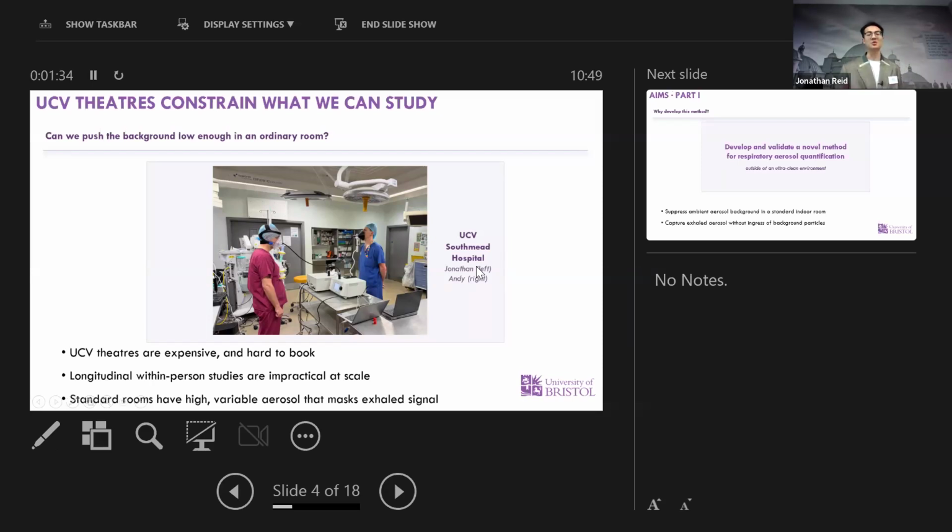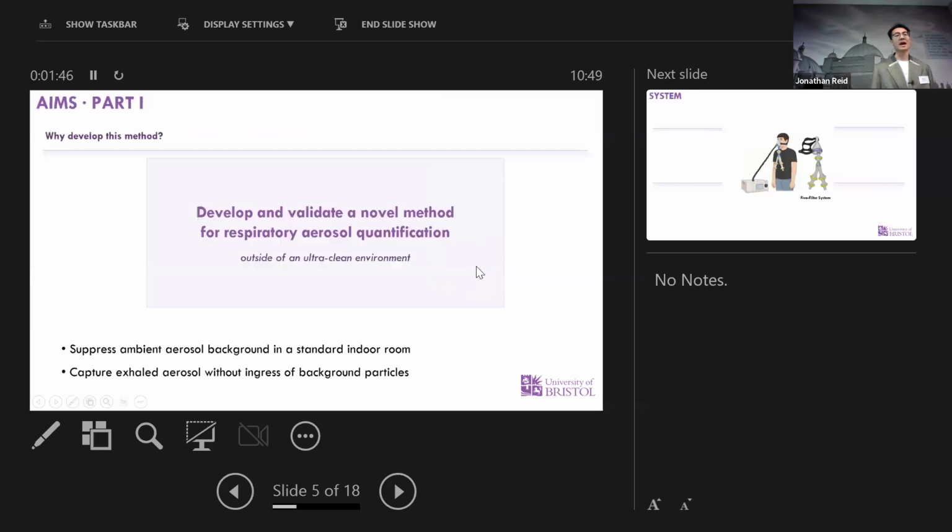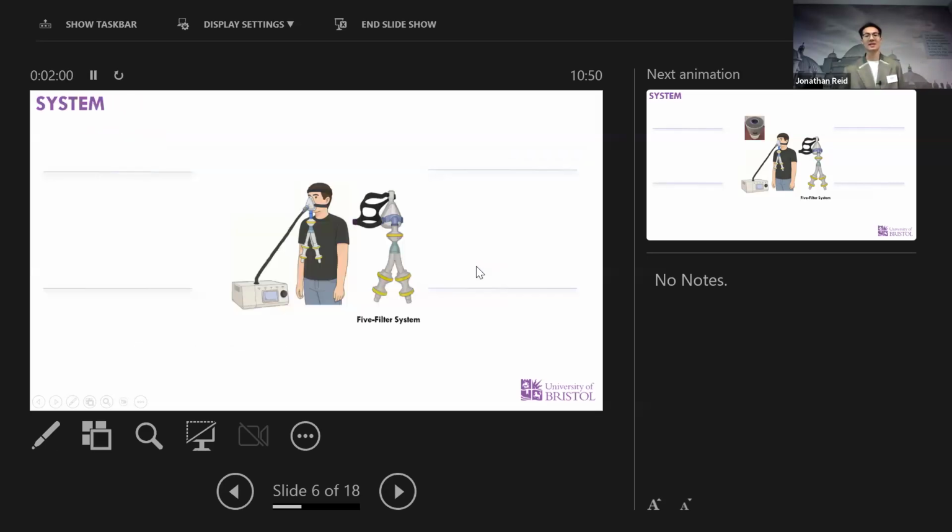So the central question behind my work is, can we push the background low enough in an ordinary room to make it behave like a UCV theatre? So the aim of my part 1 is, can we develop and validate a novel method for respiratory aerosol quantification outside of an ultra-clean theatre? That's how we address this problem.